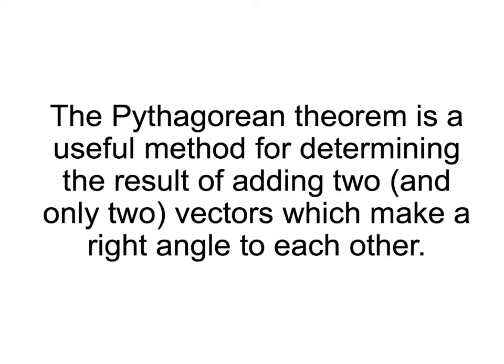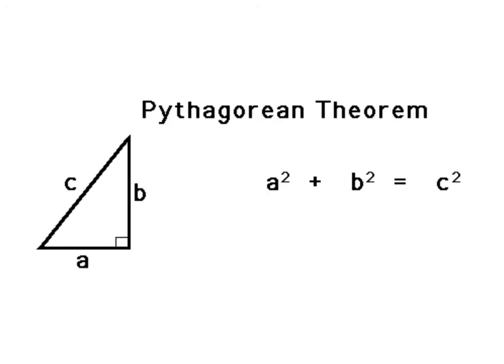The Pythagorean theorem is a useful method for determining the resultant of adding two vectors, and only two vectors which make right angles to one another. So if you've got the right angle, you'll have a vector here and a vector here. You could find the resultant by using the Pythagorean theorem. And just in case you don't remember the Pythagorean theorem, it's a squared plus b squared equals c squared, where c squared is always going to be the hypotenuse of the triangle.